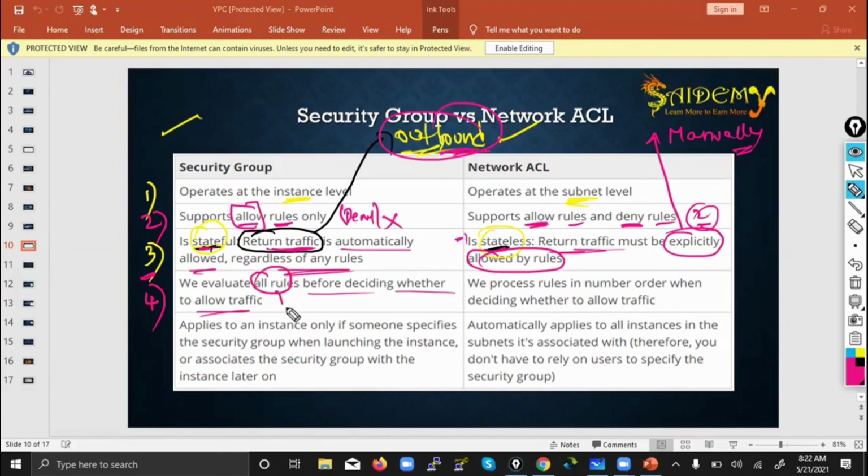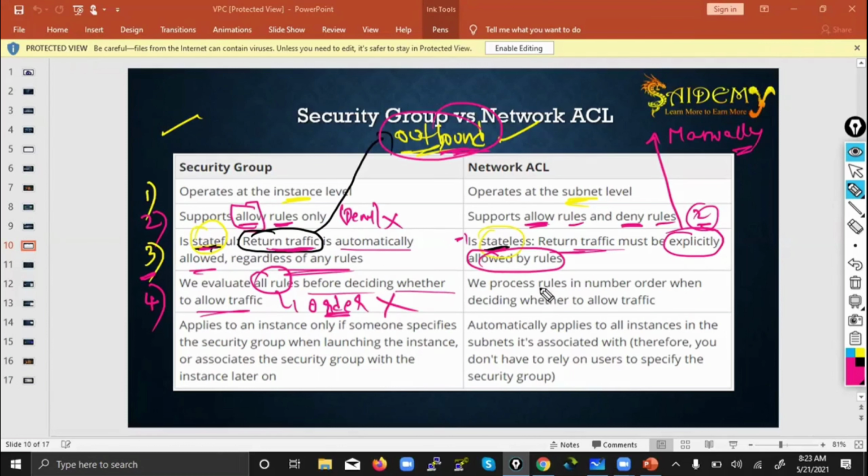So all rules means, is there any order in a security group? No, no order. You can give any number of ports. I can open port 80, port 443, port 22, 3306, 3389, any port. I can add 100 ports, 50 ports in a security group. But there is no order. It will consider all the ports at a time.